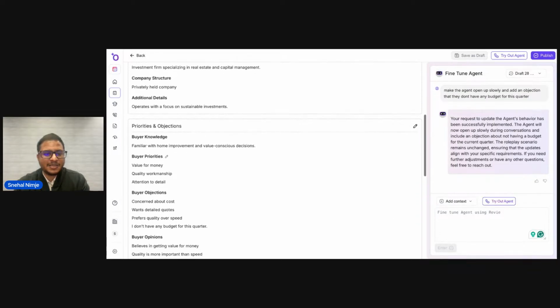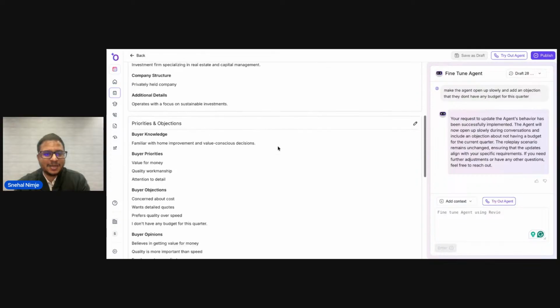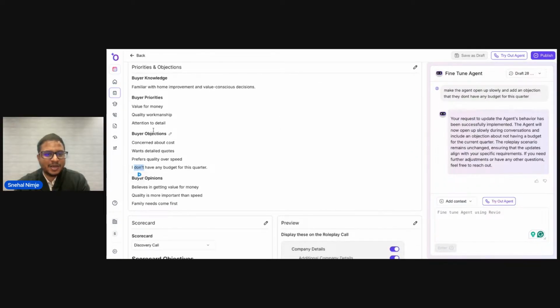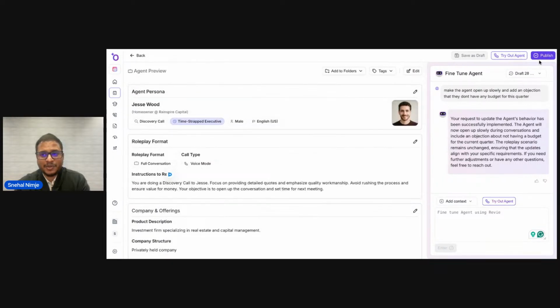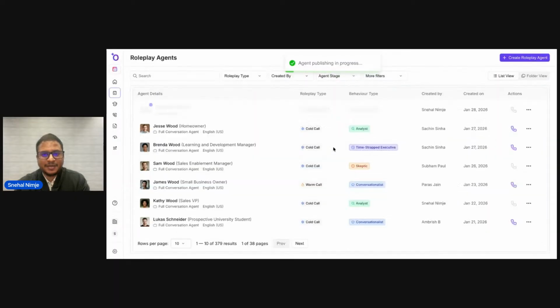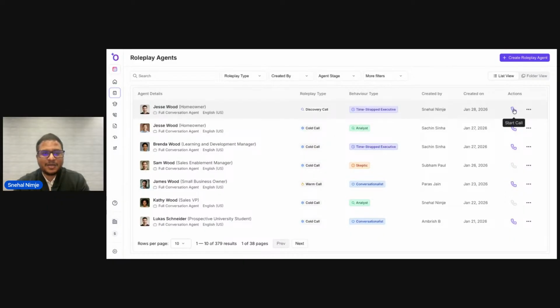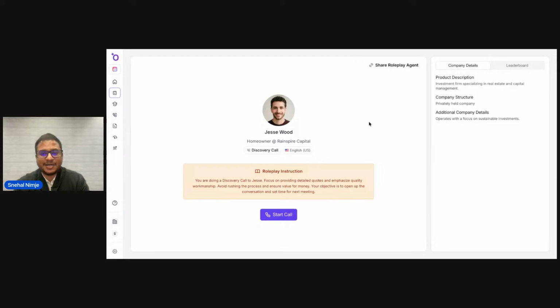You can quickly see that it has updated all the fields. One of the objections which has been added is that they don't have any budget for this quarter. And immediately you can try out the agent or publish it. In a few seconds, the agent will be published, and then you and your team are ready to add it to a course. You can deploy it as a call drill, deploy it directly, or share it with your team and practice with the agent. So these are a few simple steps that you can take right away to create very realistic roleplays.